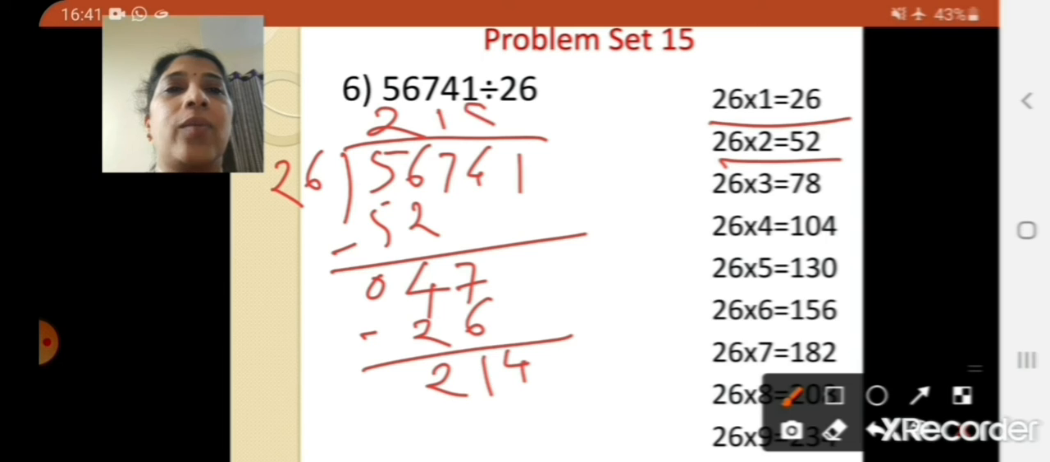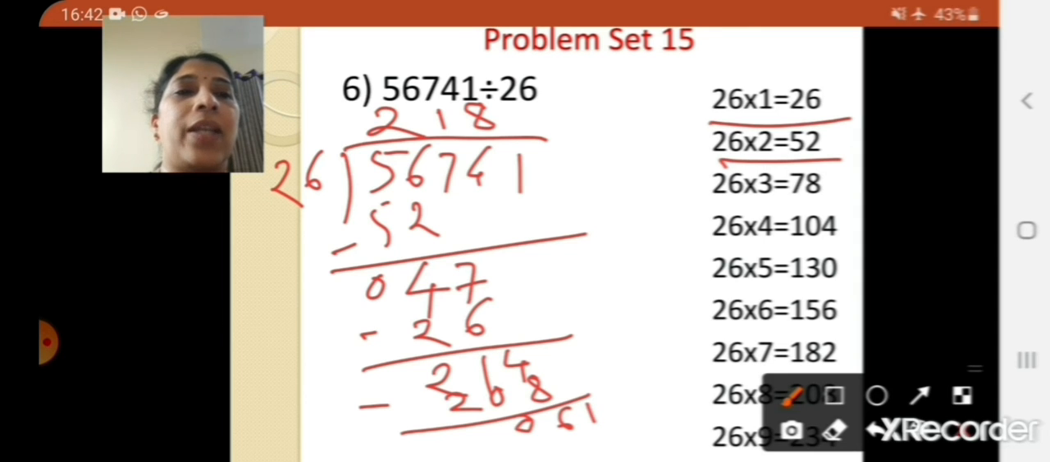So you will write 26 8s are 208. Now 4 minus 8 you cannot do, so it will be 14. 14 minus 8 is 6. This one will go 0. So you will take the number 1 down.